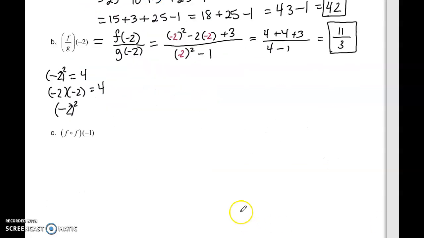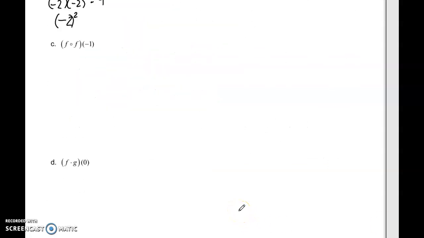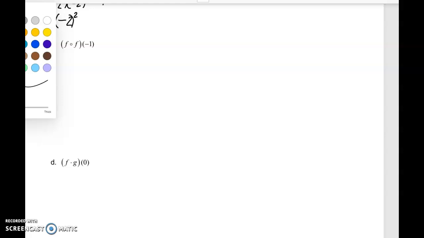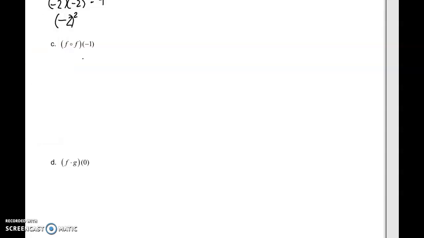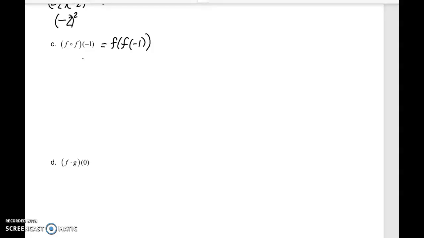All right, let's try the last two on this page. These two are, well, C is a composite function. It's taking the function f and doing a composition on itself. So I'm going to rewrite this from the composite notation like this. And now I'll work from the inside out. So I'm going to first evaluate this portion. Well, let's do it over on the side here.